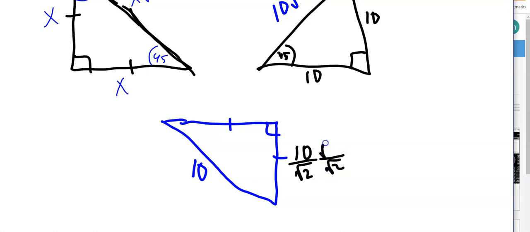We're going to rationalize it. We don't like radicals in the denominator. So this would be 10 root 2 over 2. And that actually does cancel. That makes 5. So this would be 5 root 2.